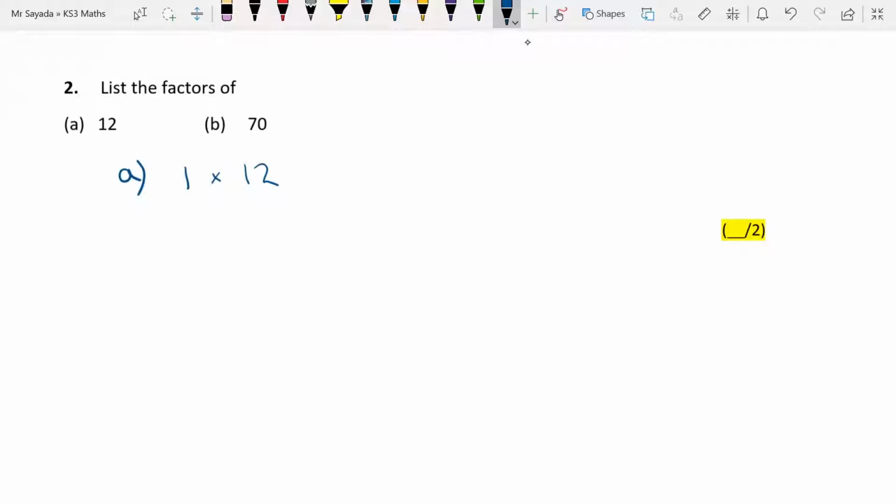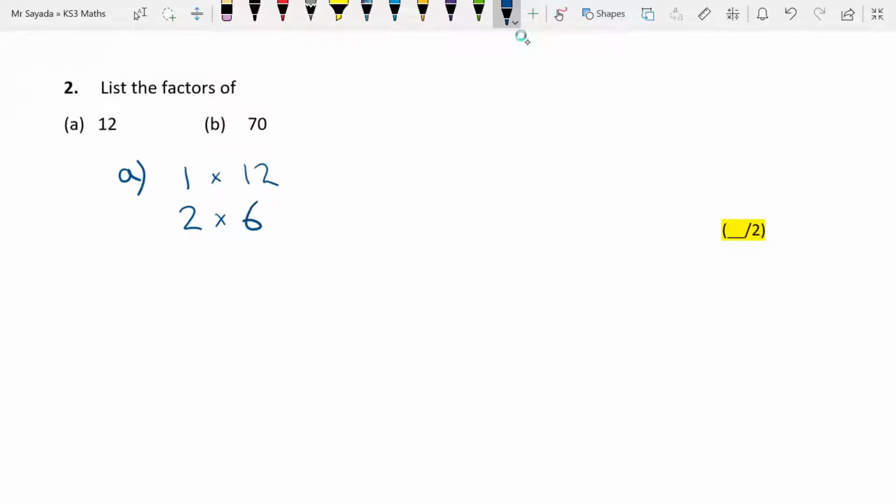I then go to the next number, 2. Is 2 a factor of 12? Say your answer to the video. Yes, it is. And what do you need to multiply 2 by to get 12? Say your answer to the video. You should have said 6. So there's my next factor pair, 2 and 6.